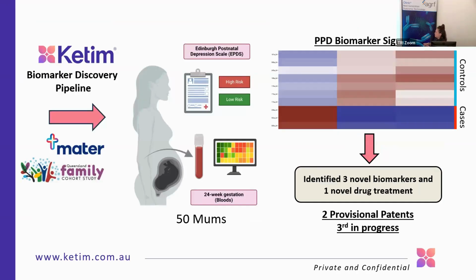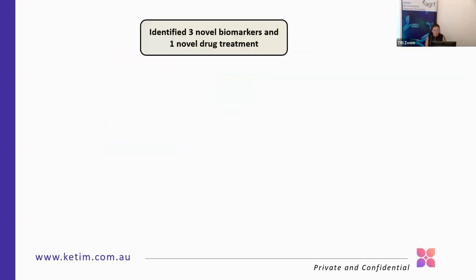So you can see here as a summary, this is kind of what I've done. I've got the 50 moms there. I've got the Edinburgh Postnatal Depression Scale, where they were basically stratified into high risk and low risk. And then I did my biomarker profiling. And now just from the 50 moms, or I should say the 10 participants at the end of the day, we identified 3 novel biomarkers and 1 novel drug treatment. At the moment, I've got 2 provisional patents in place and a 3rd one in progress.